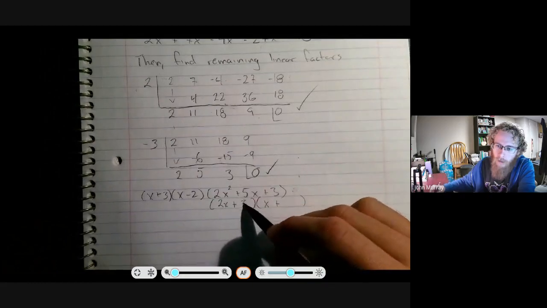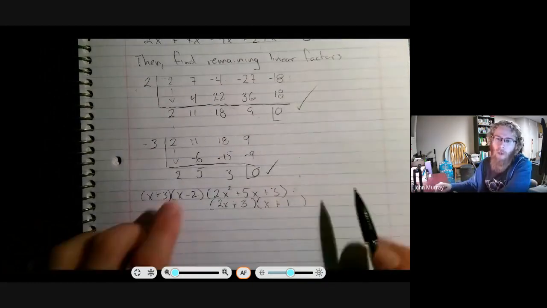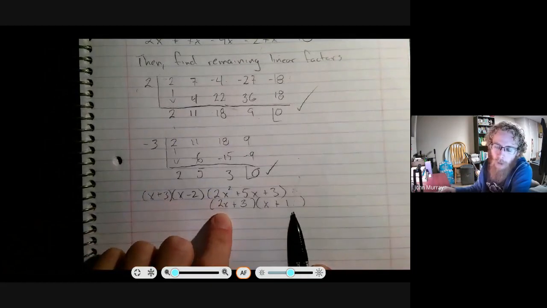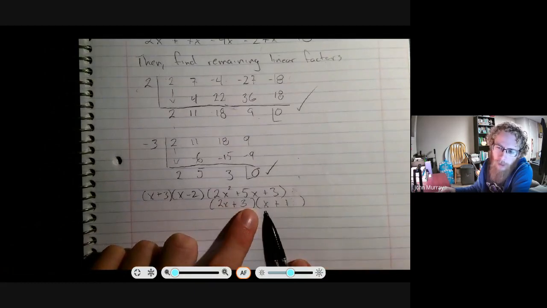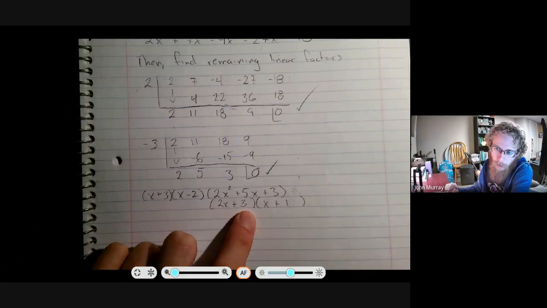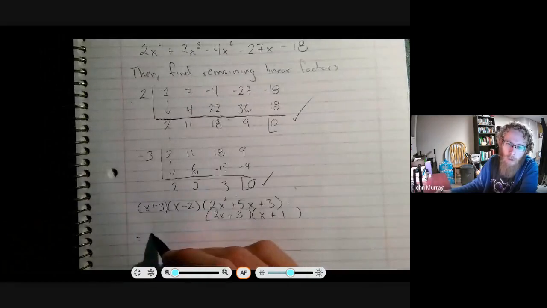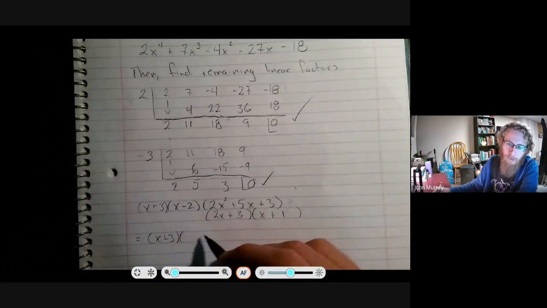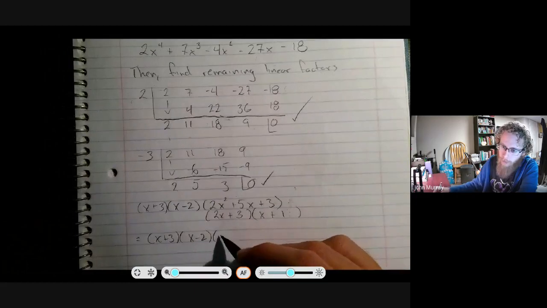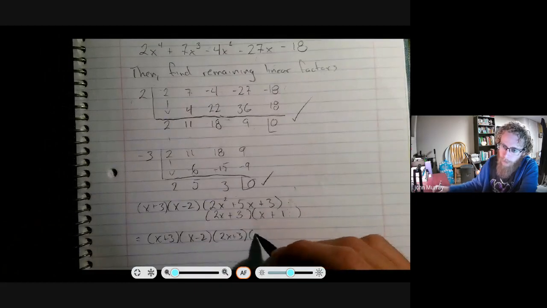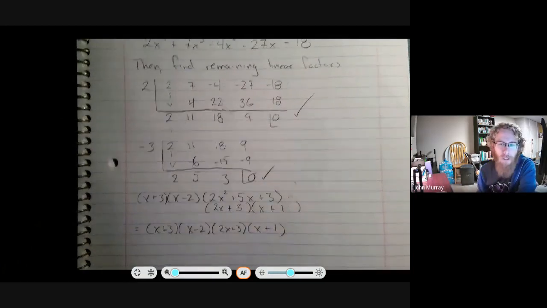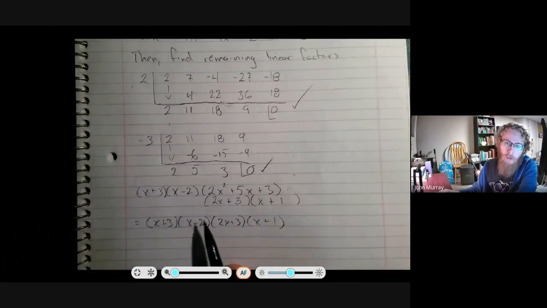So we can always check by doing the outer and the inner part of our FOIL. So if I do the outer, I get 2x. If I do the inner, I get 3x. When I add 2x and 3x, that gets me the 5x. All right, so we can say our original function, broken up to its linear factors, is those four linear factors, x plus 3, x minus 2, 2x plus 3, and x plus 1.